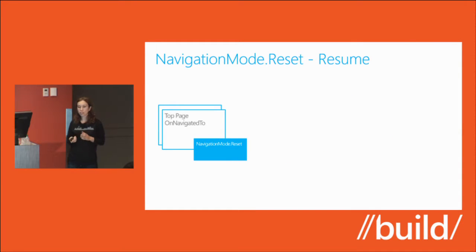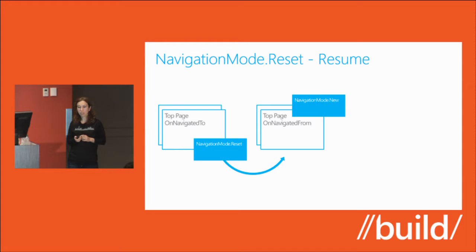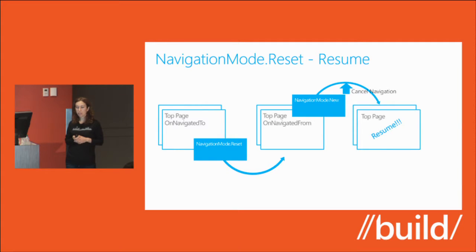If you want to resume the previous experience, you have to cancel the navigation. So the top of the page gets navigation mode reset, and then it is being navigated from with navigation mode new. And then exactly at this point, you can cancel the navigation. And when you do, basically, the user lands on the previous page, and the application resumes.